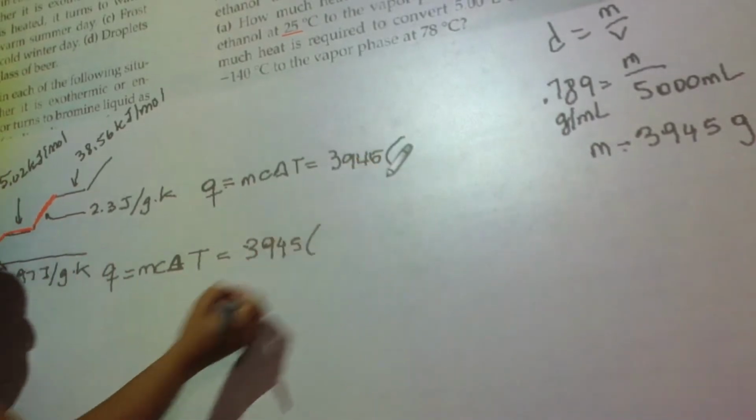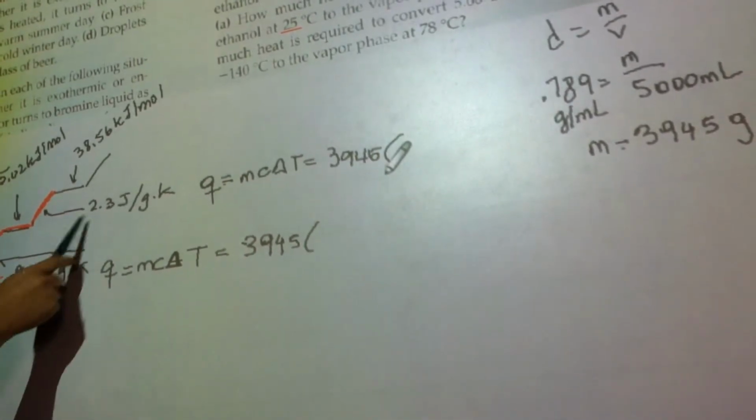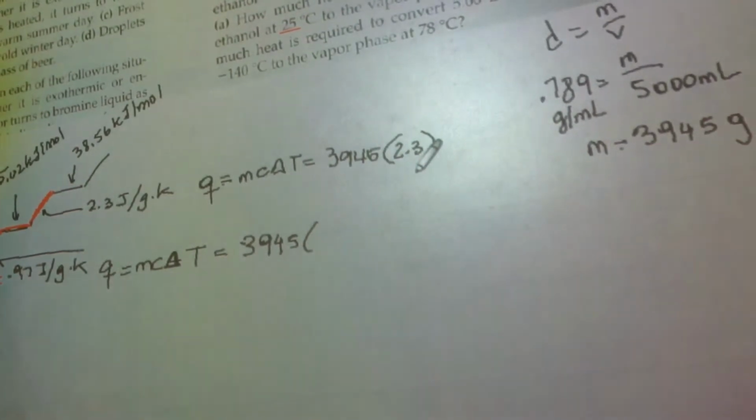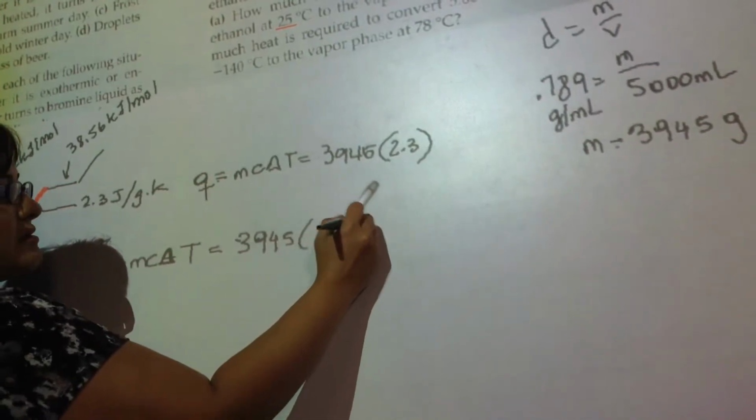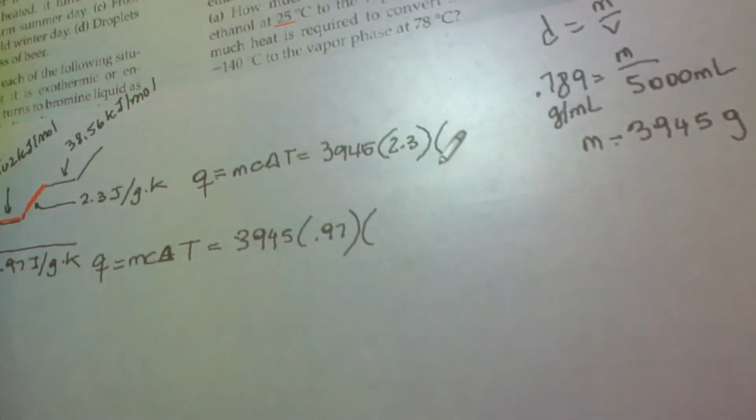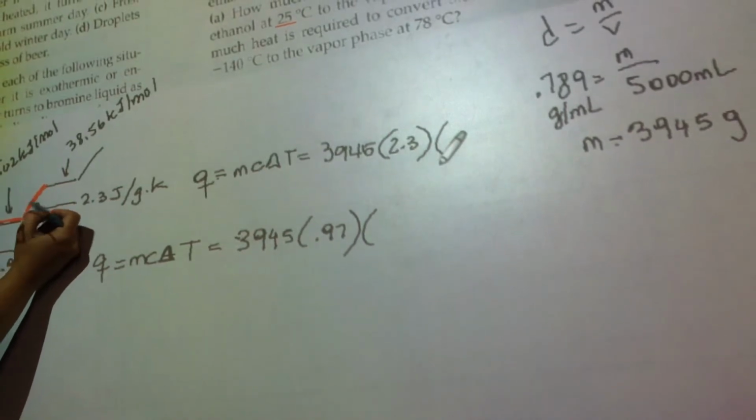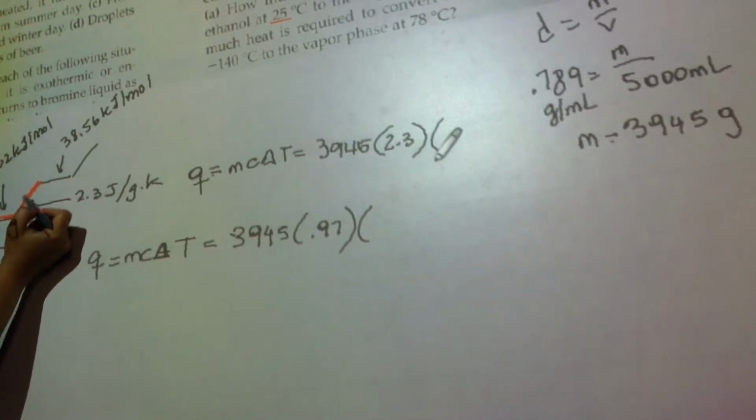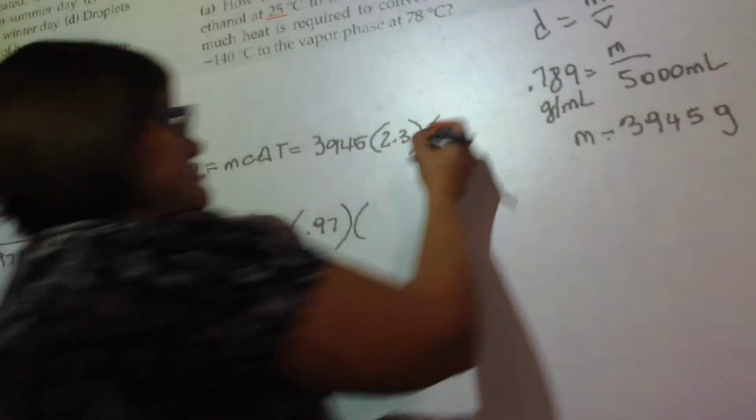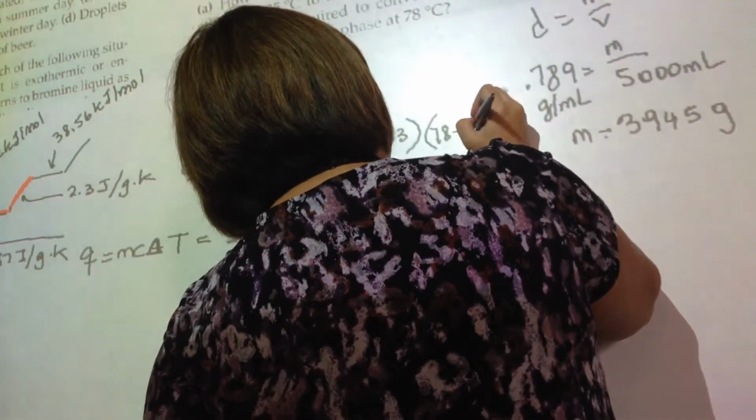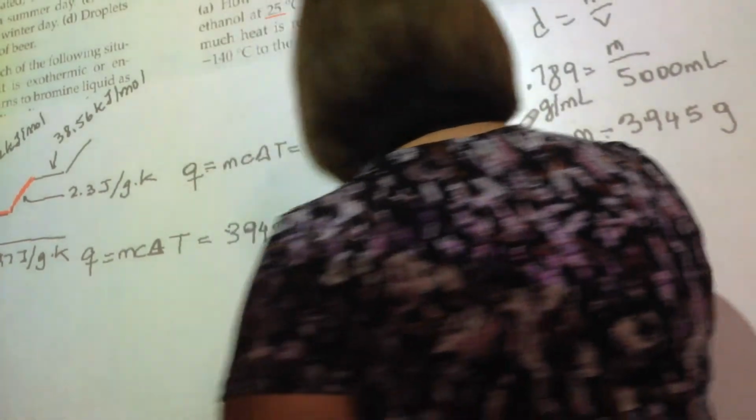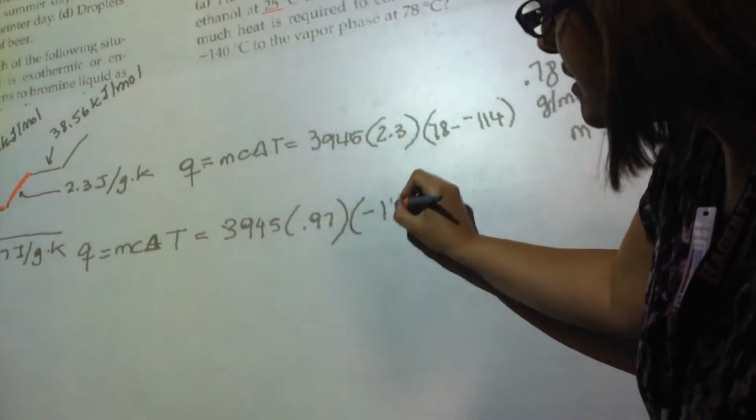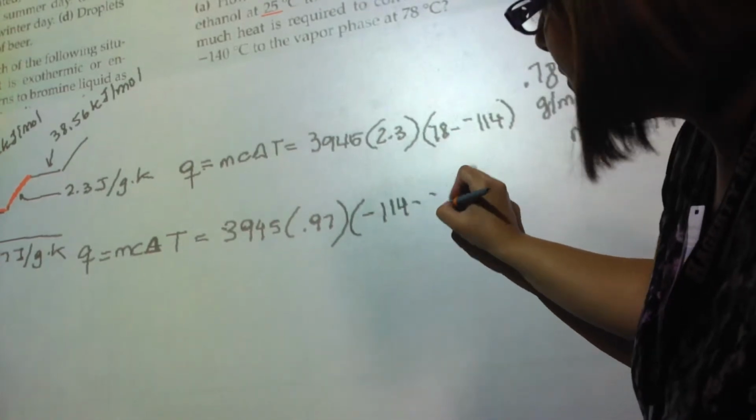Okay, what's C? For this part, it would be 2.3. For this part, it's 0.97. And then delta T is your change in temperature going through this part of the curve and going through that part of the curve. All right, so for this top part, it would be 78 minus negative 114. And then, let's see, for this part of the curve, it'd be negative 114 minus negative 140.